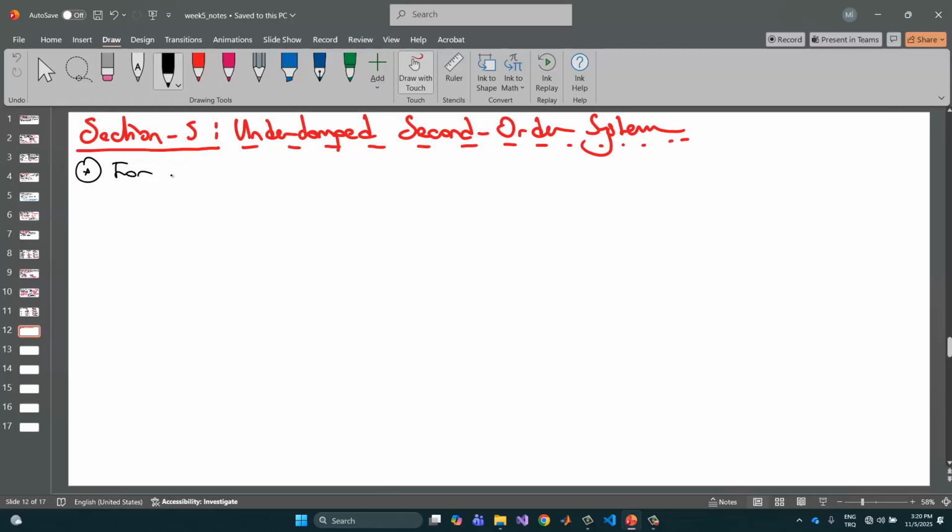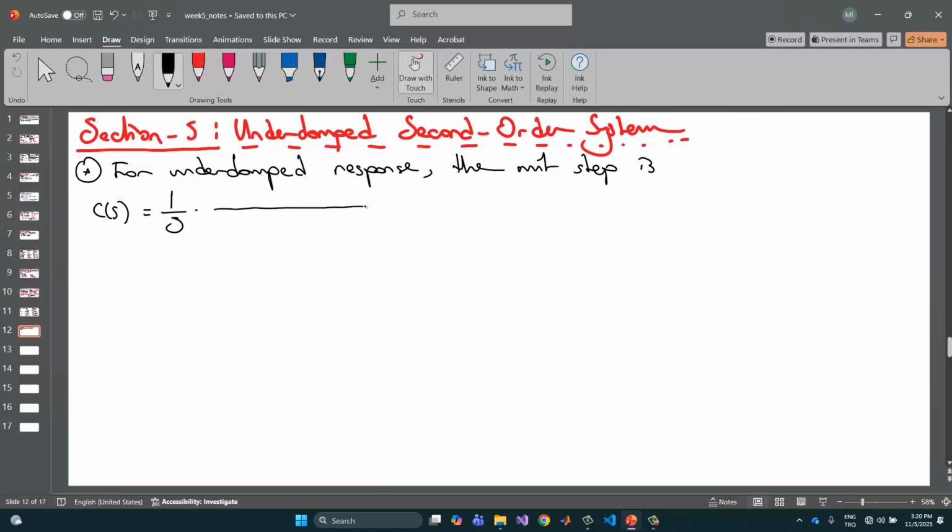For underdamped response, the unit step is C(s) over R(s), equal to what? 1 divided by s times, in here, if we have the second order system, we can generalize it: Wn square over s square plus 2 zeta Wn s plus Wn square, right? Because this is the general form.